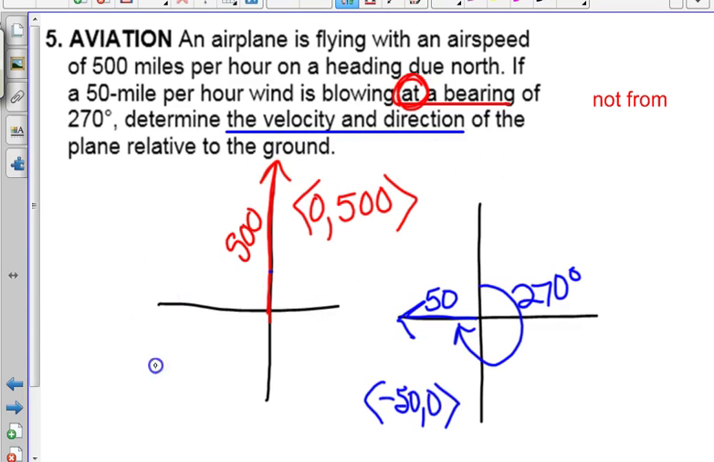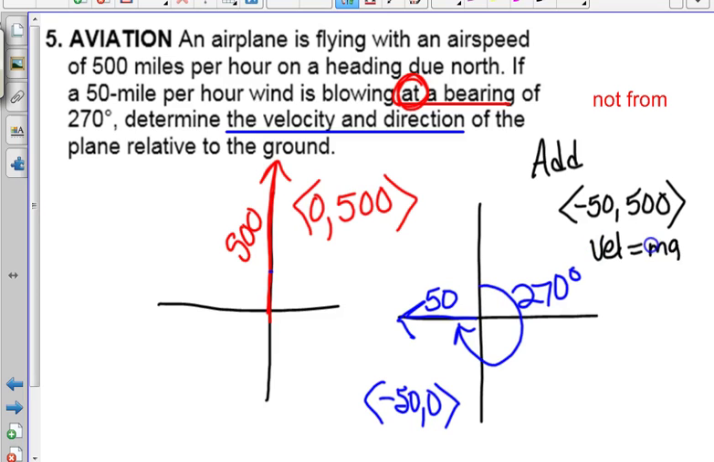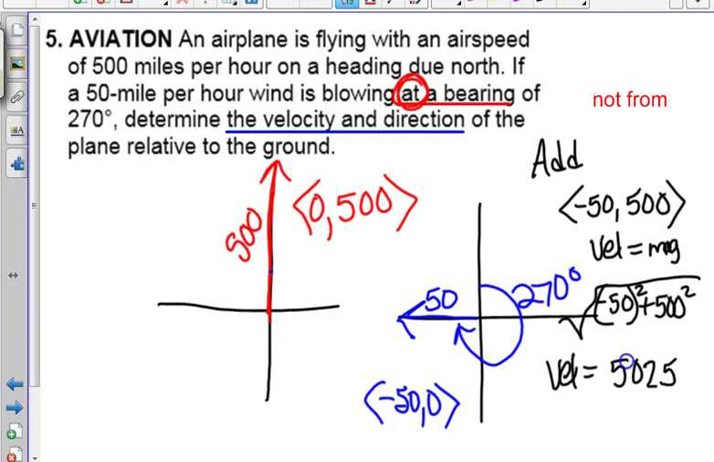Now, determine the velocity and direction. Okay, so we're going to add them together. What are we going to get? Add those two vectors together and we get negative 50 and 500. And to find the velocity, that equals the magnitude. So we're going to do negative 50 or just leave off the negative, otherwise you've got to have parentheses. I got 502.5. Anybody?